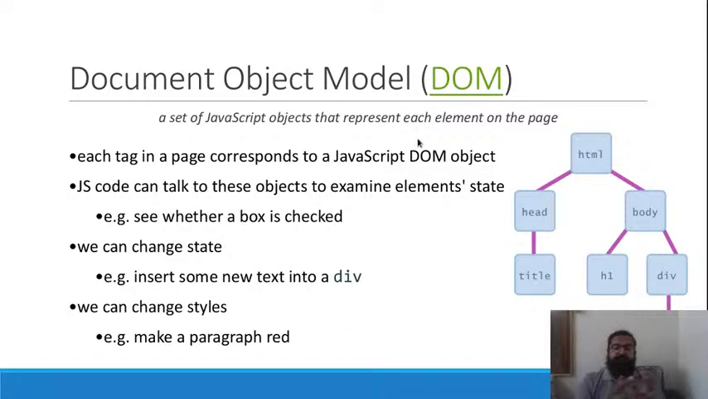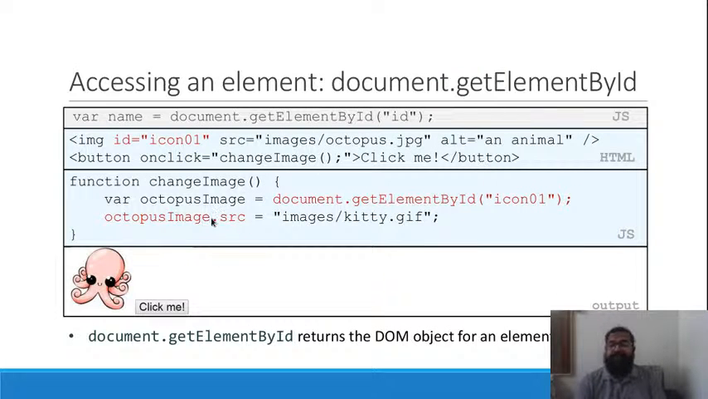This is something similar to what we have already discussed using Beautiful Soup. If you remember, when I discussed XML, I discussed Beautiful Soup, remember? So that is about the document object model, and each tag in a page corresponds to a JavaScript DOM object. So it's an object, and that is how we are able to access the method associated with the object. So octopusImage.src, it's an object, and we access what is associated with that particular object.